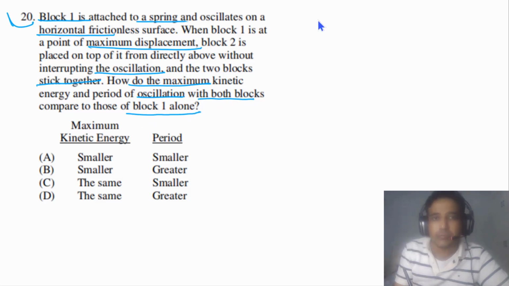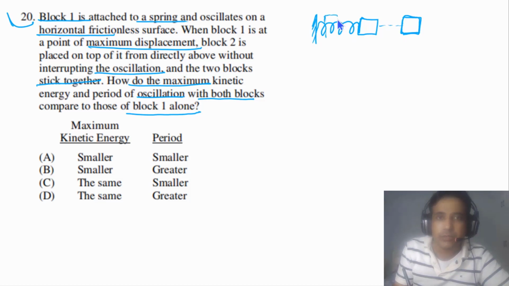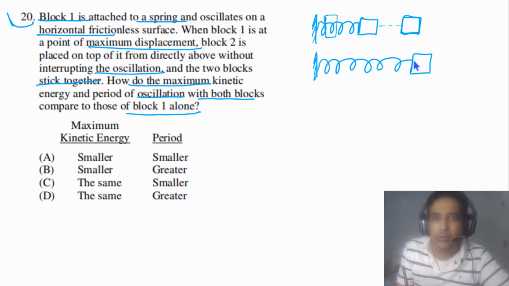So in this case, first of all we can sketch. We have one spring and one block is attached to it. And when this block is at the maximum displacement, so simply we can imagine at this point maximum, so here we can say the minimum displacement, we place another block on top of the first one. So we can redraw this. And so when the first block is at this point, we place another block on top of this.